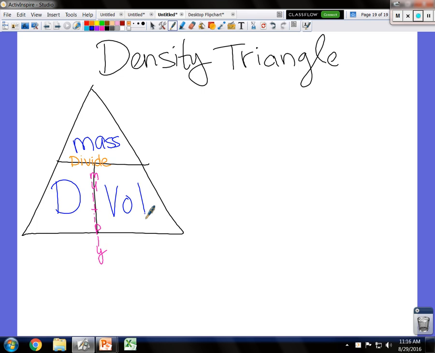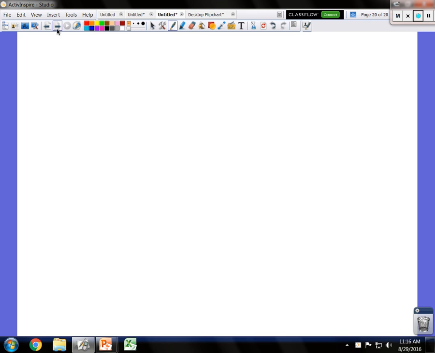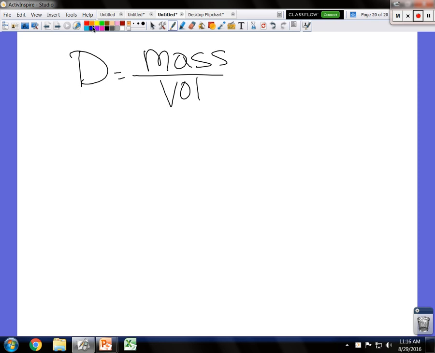So anytime you have two of the three, can you use this to solve it? Yes. Let me show you the math part of it that you hate. How many of you hate algebra? Let me show you the part that you hate. So if I've got density equals mass divided by volume, if this were 8th grade algebra, they would ask you to rearrange this thing. If I wanted to isolate mass, what would I do?